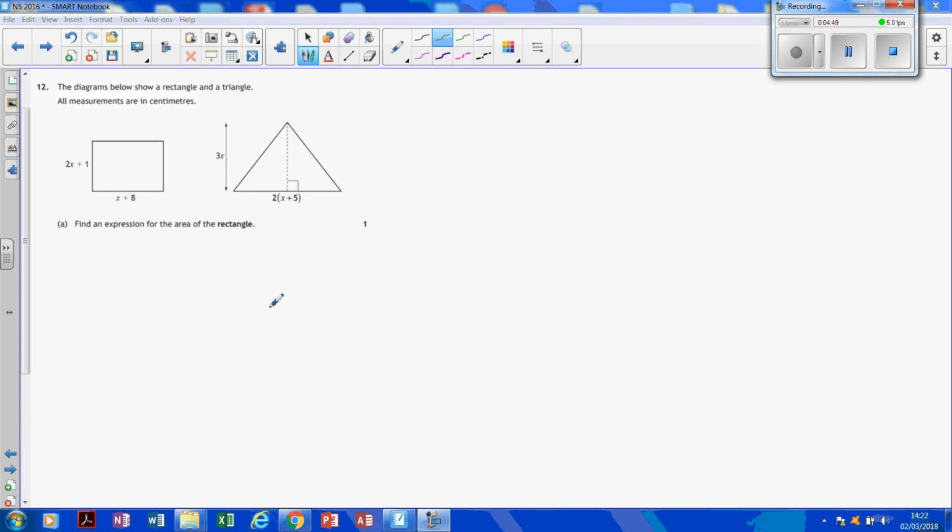The diagrams show a rectangle and a triangle, all measurements in centimetres. Find an expression for the area of the rectangle. So area of a rectangle, area is length times breadth. That's not going to change, you've known that for a long, long time. So, length and breadth of your rectangle, because there's two bits to it, I've got to put in brackets, so it's x plus 8 multiplied by 2x plus 1.